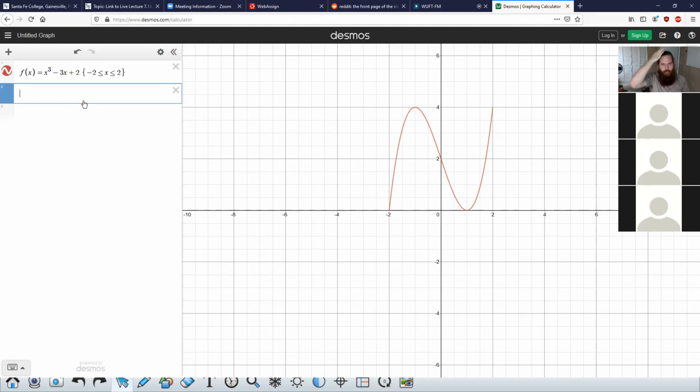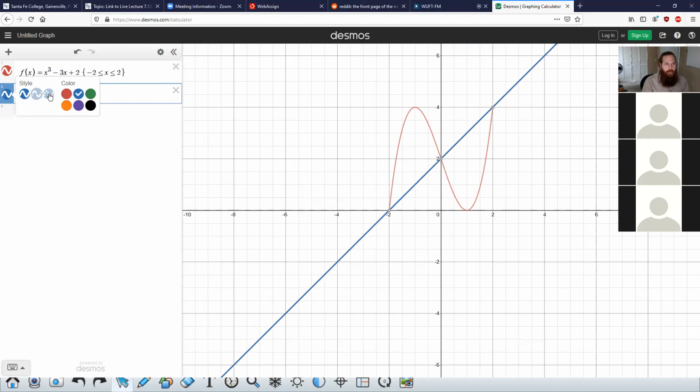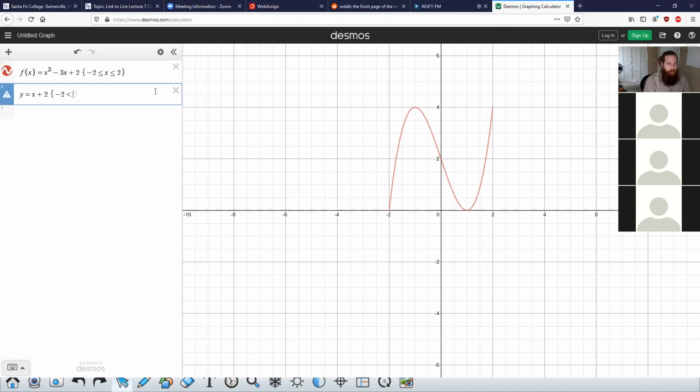What's that slope gotta be? 1. And the y-intercept there is 2, so this would be y = x + 2. Yeah, like that, okay. And I'll draw this in with a dotted red line. And again, I'll restrict to -2 ≤ x ≤ 2. So this red dotted line is the secant line for that function on that interval.